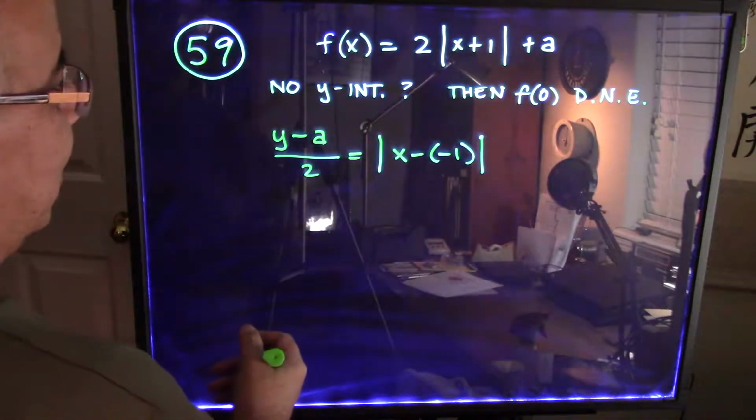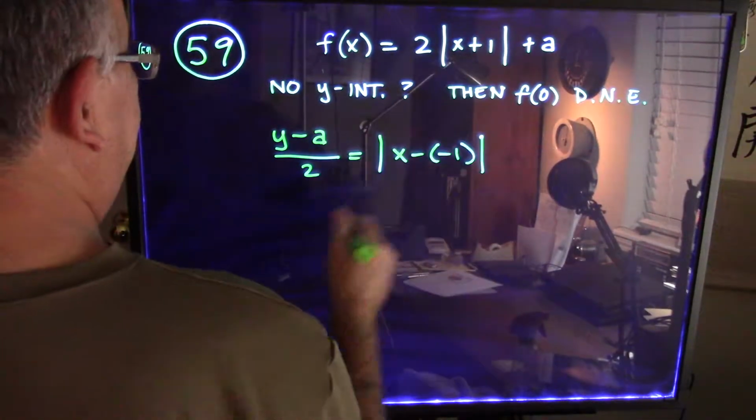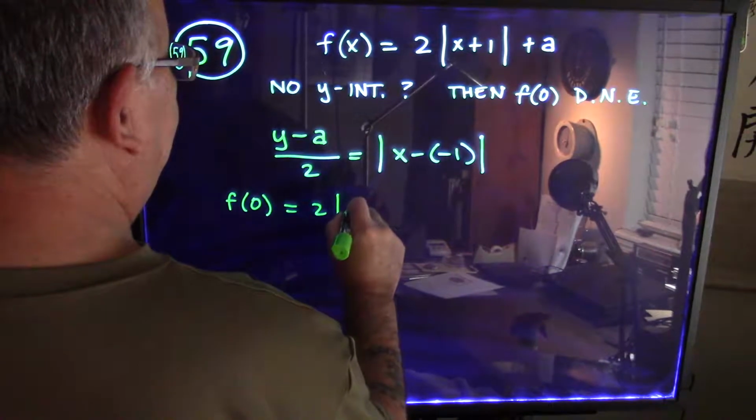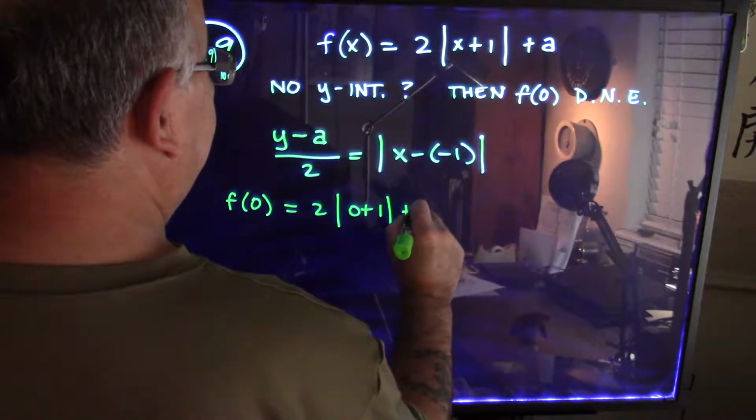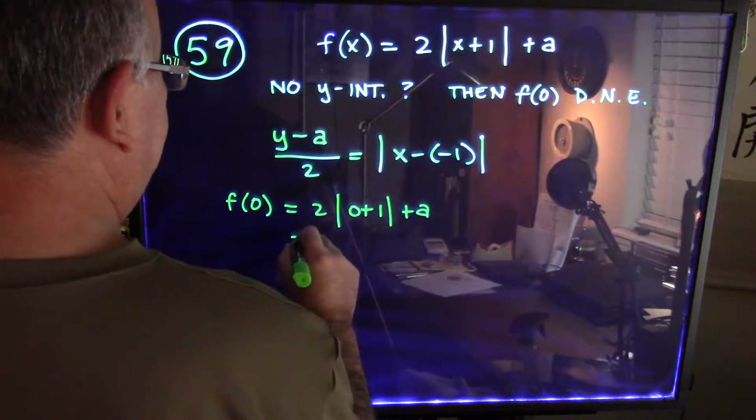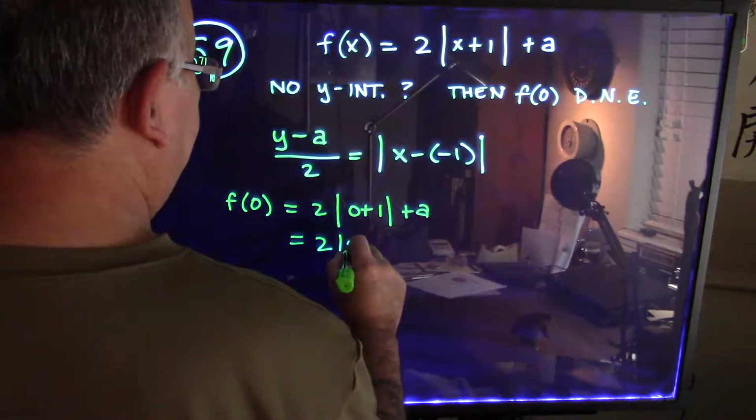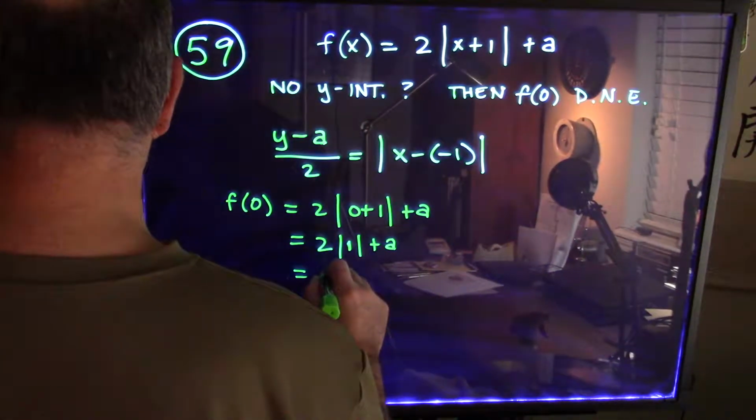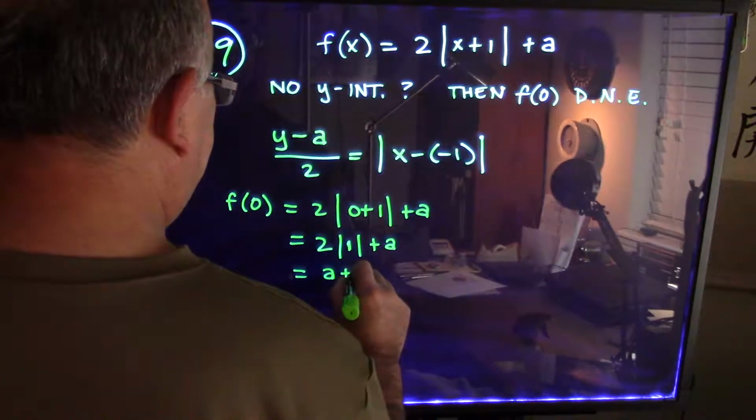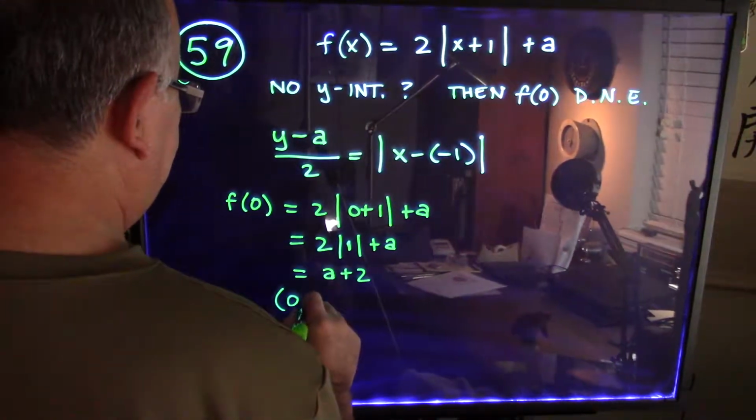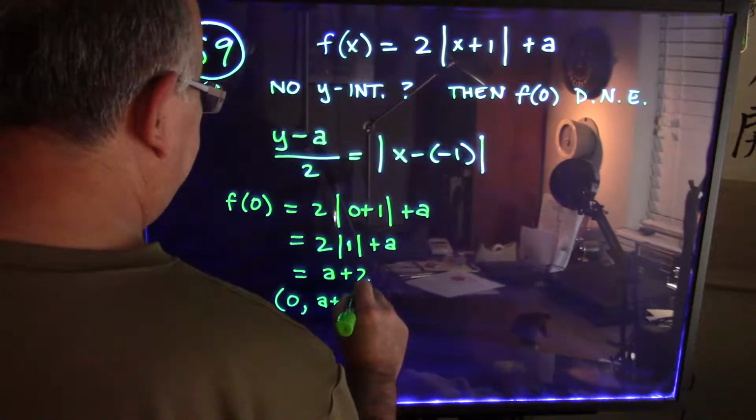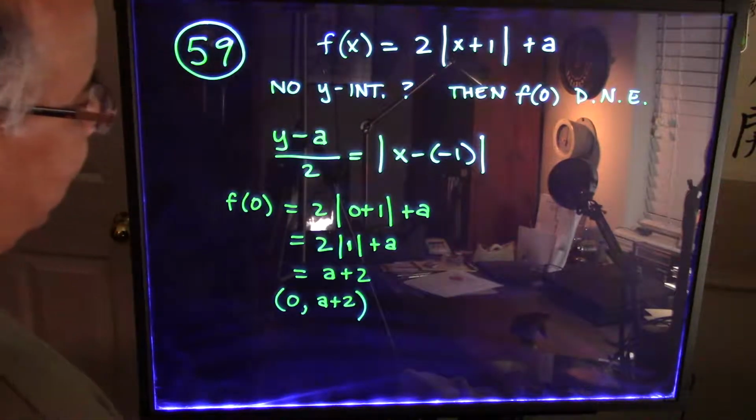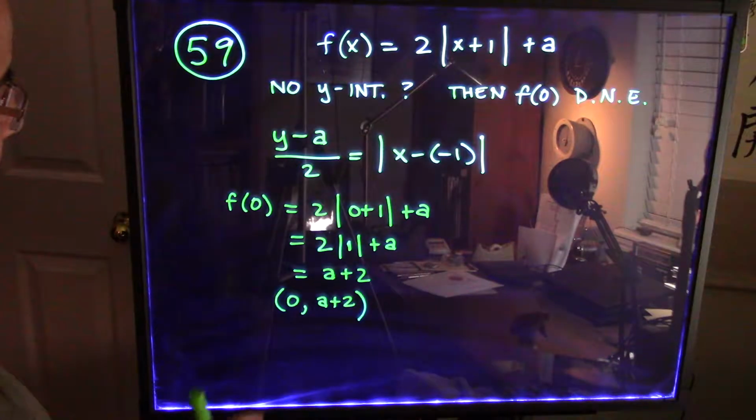This has a y-intercept. If you let x equal 0, f of 0 will equal 2 times the absolute value of 0 plus 1 plus a. And that's equal to 2 times the absolute value of 1 plus a, which is just 2 plus a, or a plus 2. So you have the point 0, a plus 2. And that will always exist since a is a real number. That always exists. There's nothing wrong with that. So that's your y-intercept.